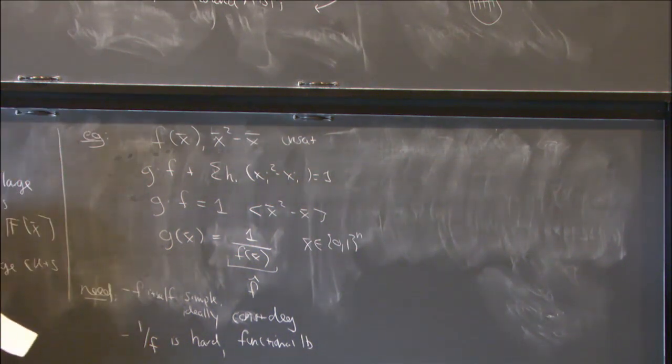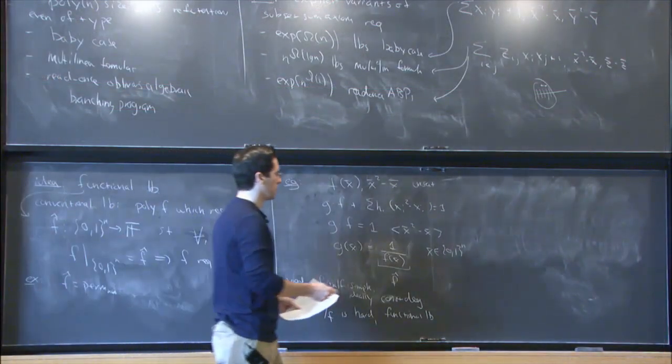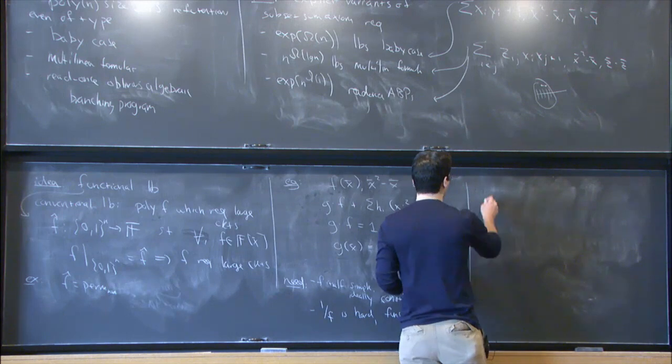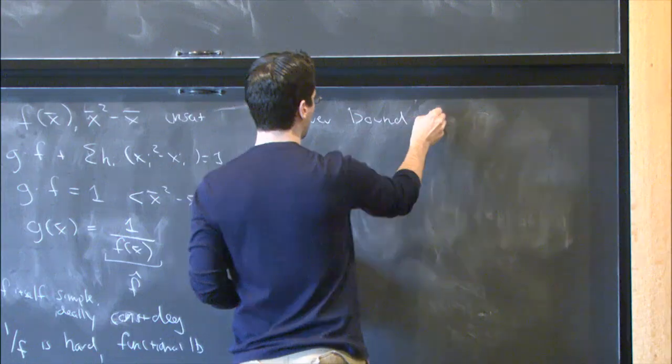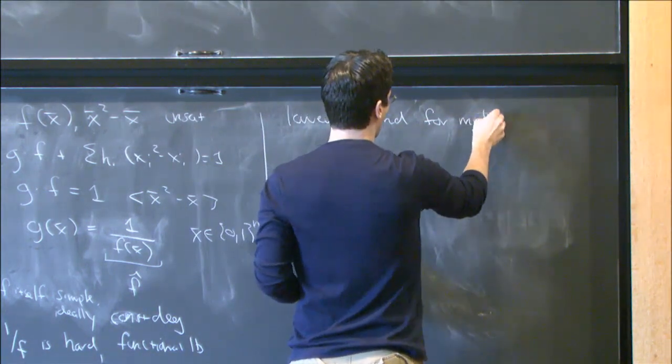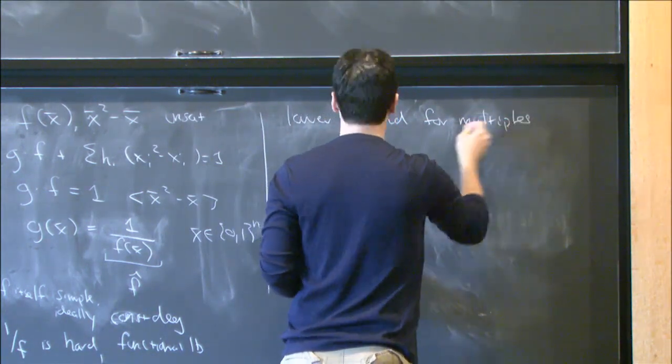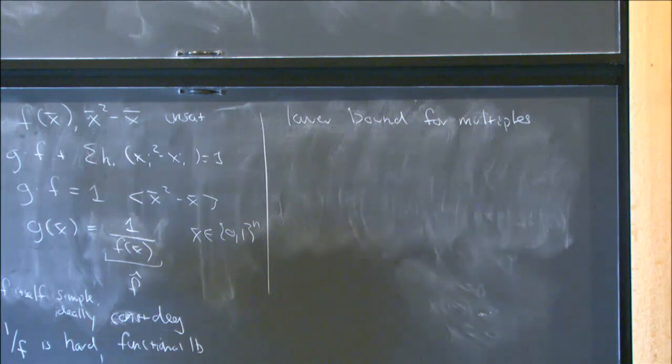Yeah. And I guess we should just take a break then. I want to tell you now about something I'll call lower bounds for multiples. This is not as useful in this result. I'm not going to give you any lower bounds for multiples, but let me just tell you what it is since I think it's really cool.